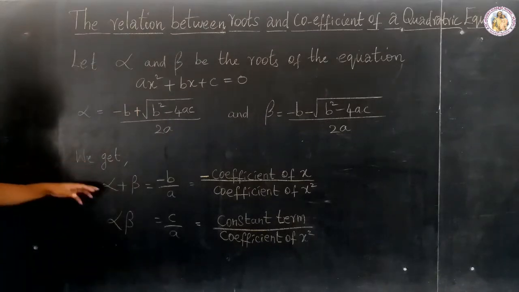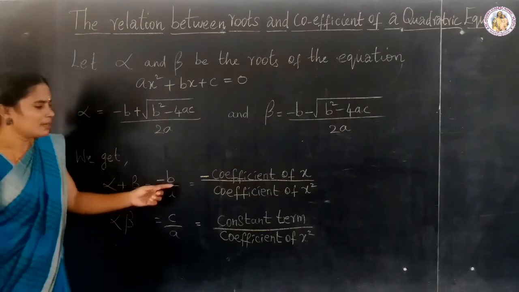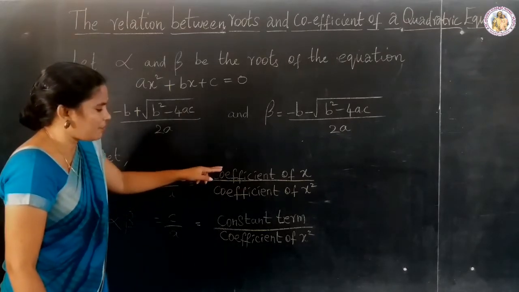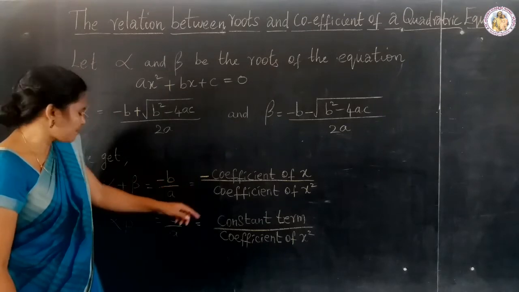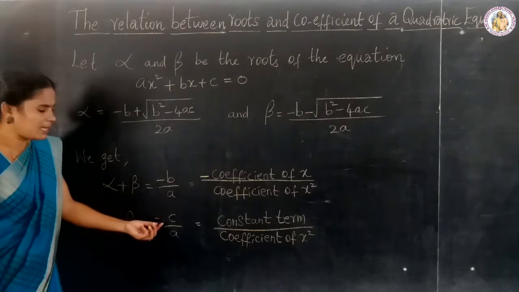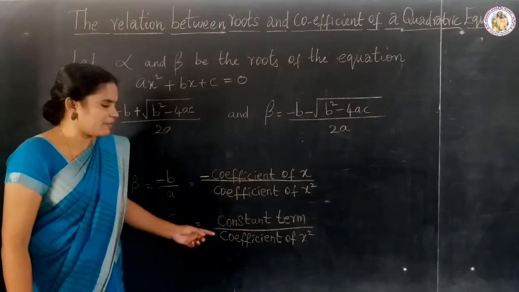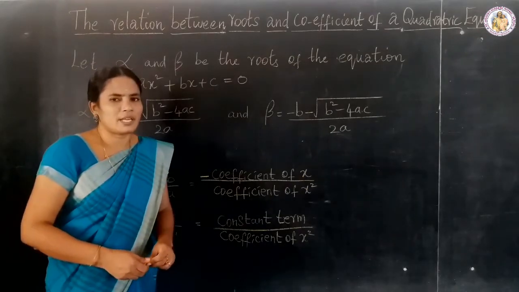From that we get alpha plus beta is equal to minus b by a, that is, minus coefficient of x divided by coefficient of x square. And the product of alpha and beta is c by a, which is constant term divided by coefficient of x square. Now let us go with exercise 3.14.